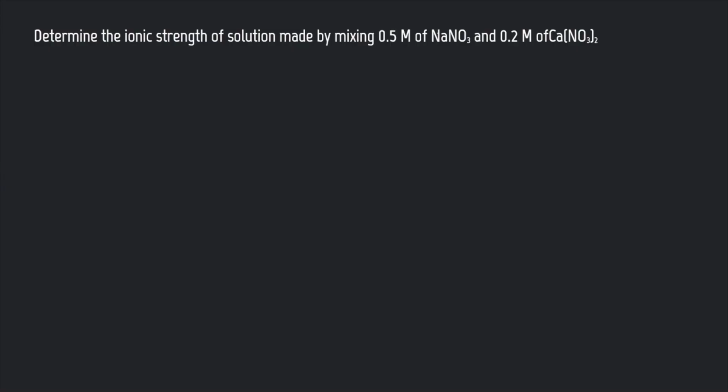Question number 1. Determine the ionic strength of solution made by mixing 0.5 molar of sodium nitrate and 0.2 molar of calcium nitrate. Alright, in this question, we have two different components, which is 0.5 molar of sodium nitrate and the other one is 0.2 molar of calcium nitrate.